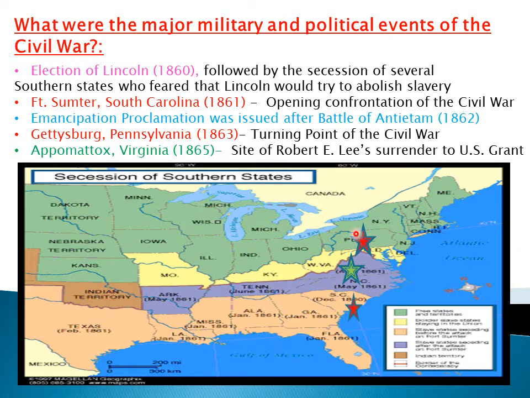And then in 1863, you have a major turning point in Pennsylvania at the Battle of Gettysburg, where Lee lost about a third of his army. And then finally, the war will end in Appomattox, Virginia in 1865. This is where Robert E. Lee will surrender to Ulysses S. Grant.